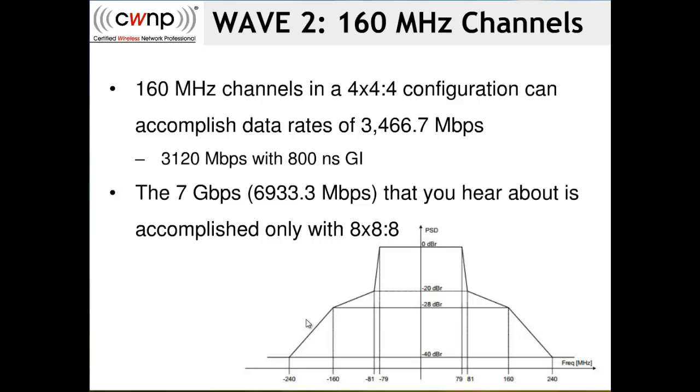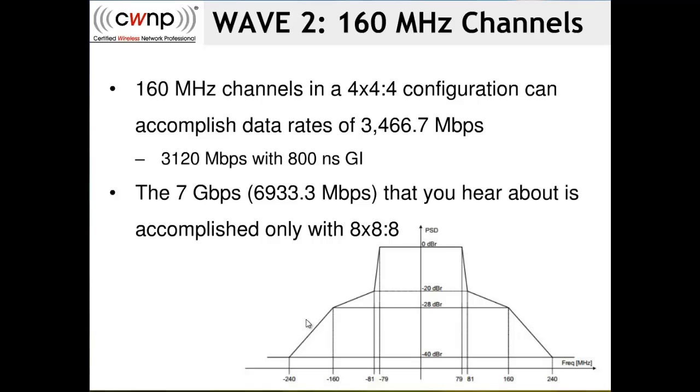Now, it is important to know that 7 gigabits per second, and you'll hear that, 802.11ac gives us 7 gigabits per second. Well, it actually gives us 6,933.3 megabits per second. But to do that, you've got to have 8 by 8 by 8. And we're not going to see anything like that in the very near future at all. I'll talk a little bit more about that later on. So for now, let's just say that is something coming to us down the road, sometime off into the future.